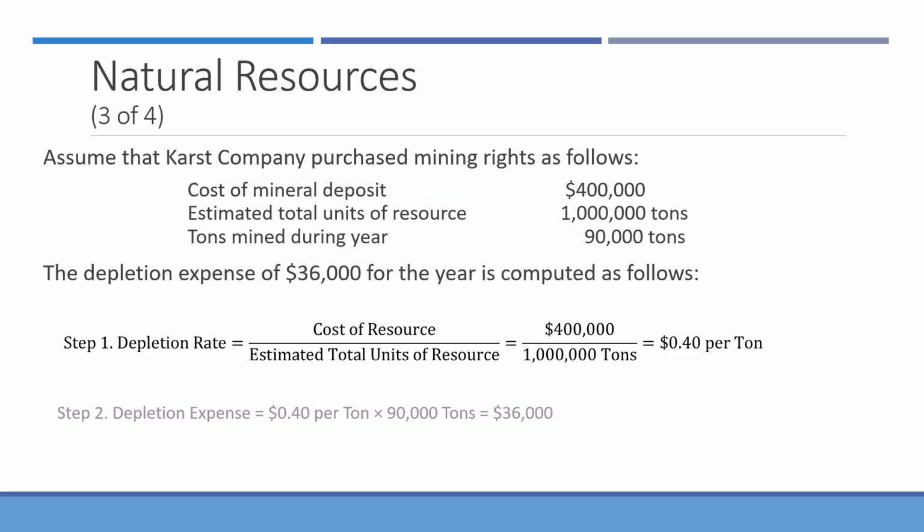For example, say the cost of obtaining a mineral deposit was $400,000, and the estimated total units in this deposit, we get a geologist survey, they estimate what's there, is 1 million tons. And this year we mined 90,000 tons. We have to compute our rate. So we take the 400,000 divided by 1 million, and we get 40 cents per ton as our cost. And then our depletion expense is $36,000 for the year, because we take 40 cents per ton times the 90,000 that was mined.